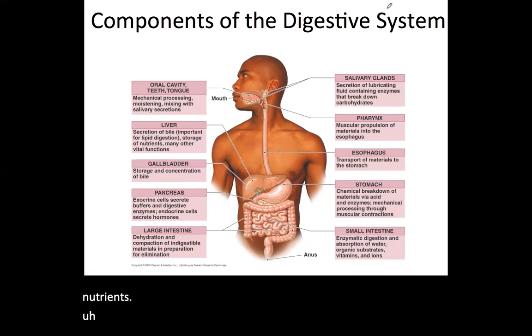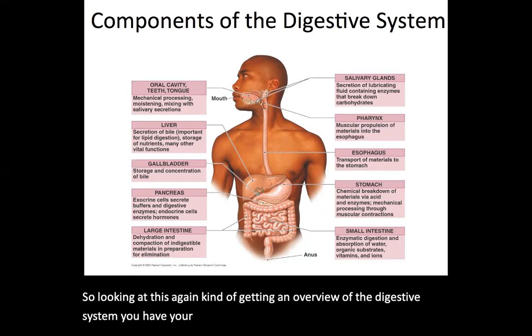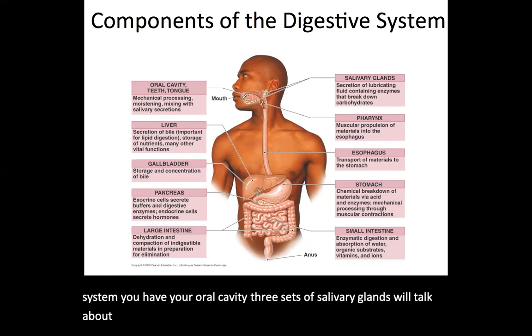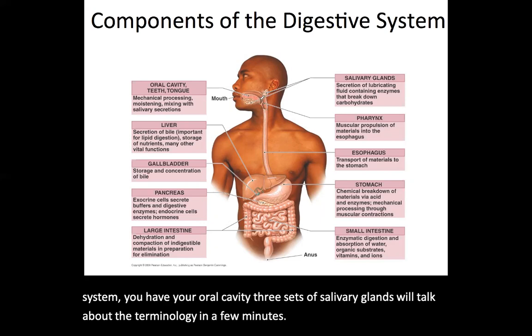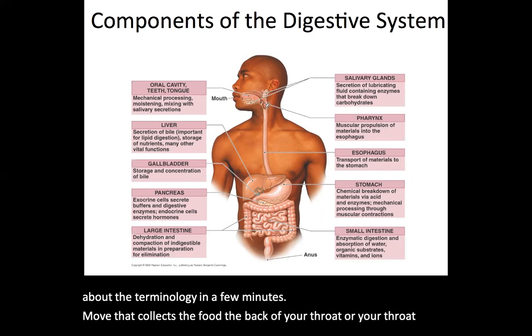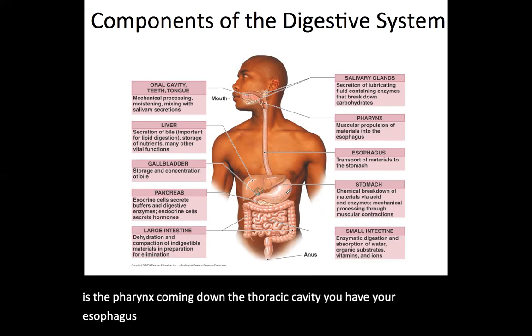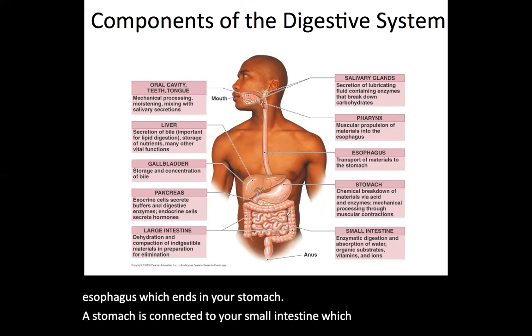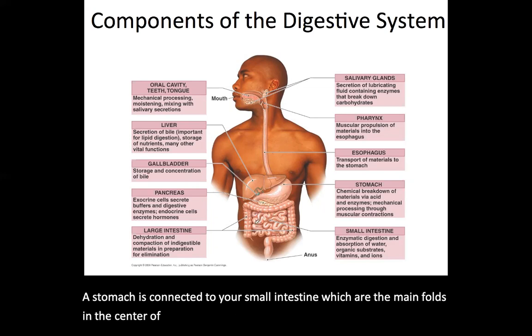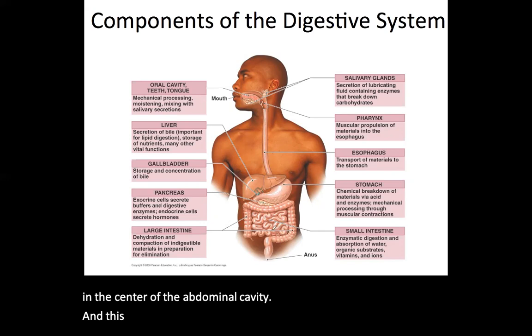Looking at this, again, getting an overview of the digestive system, you have your oral cavity, three sets of salivary glands. We'll talk about the terminology in a few minutes. The tube that collects the food, the back of your throat or your throat itself, is the pharynx. Coming down the thoracic cavity, you have your esophagus, which ends in your stomach. The stomach is connected to your small intestine, which is the main folds in the center of the abdominal cavity. And this itself is broken down into three parts.